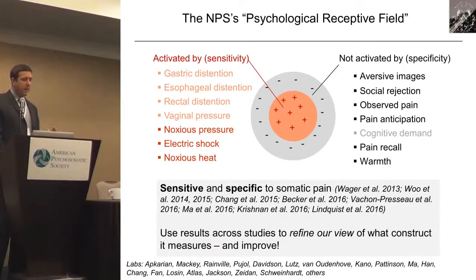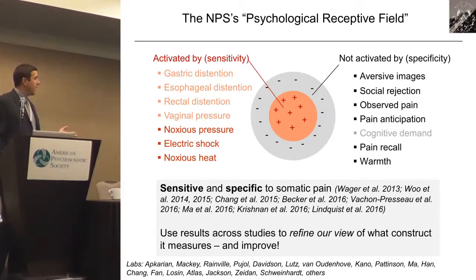And we can start to look at what I call the psychological receptive field. Across studies, what's the set of conditions that do activate it and what's the set of conditions that don't activate it? And that can help us establish the boundary conditions for what this thing is really measuring. Is this really a measure of pain? Is it a marker of pain? And so far, this is what we see. It's activated by noxious pressure, shock, and heat, gastric, esophageal, rectal distension, vaginal pressure that's painful, all those things.